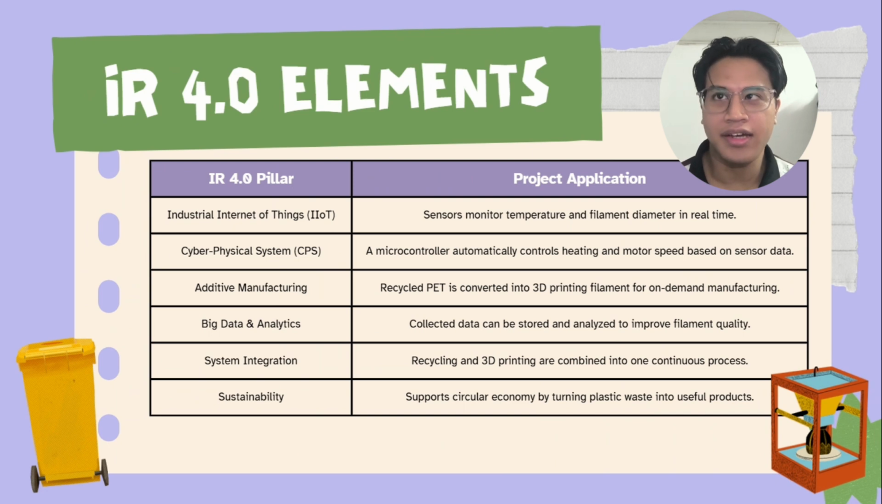Okay, for the next slide, IR 4.0 elements. For the IR 4.0 pillar, Industrial Internet of Things, IIoT, the project application is sensors that monitor temperature and filament diameter in real time. For cyber physical system, CPS, a microcontroller automatically controls heating and motor speed based on the sensor data. For additive manufacturing, recycled PET is converted into 3D printing filament for on-demand manufacturing.